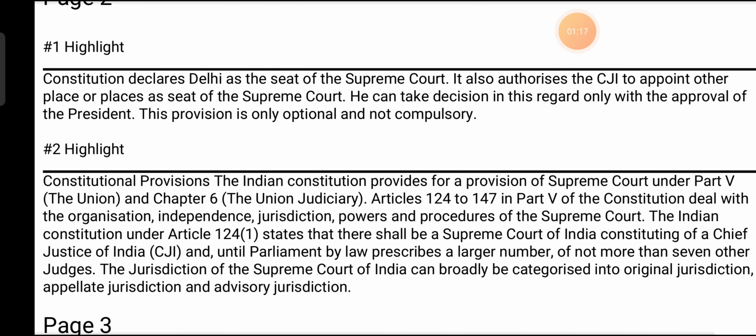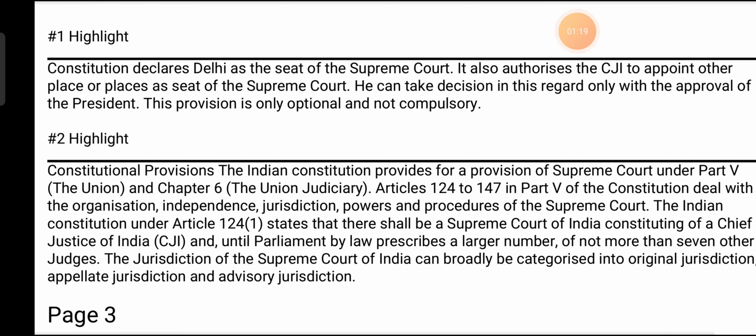Next, the Constitution declares Delhi as the seat of the Supreme Court. The Constitution also authorizes the Chief Justice of India to appoint other places as seat of the Supreme Court. The Chief Justice of India can take a decision in this regard only with the approval of the President. This provision is only optional and not compulsory.